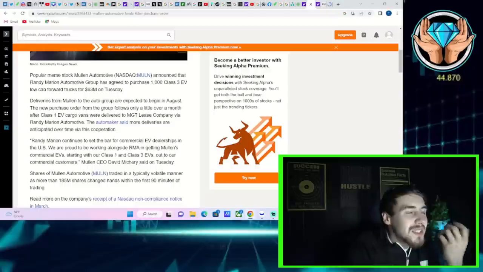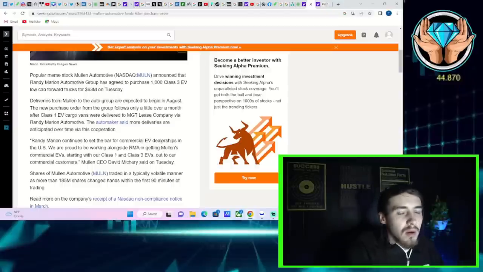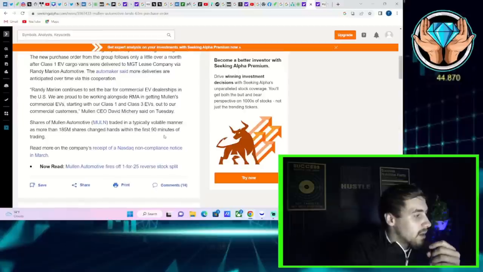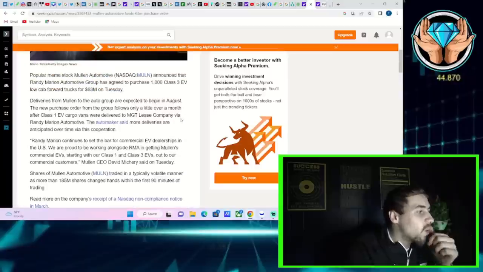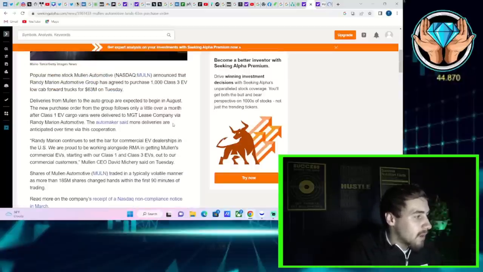The automaker said more deliveries are anticipated over time via this cooperation. So even saying that there could be more vehicles that they want in the future. This is good. This is showing solid demand. After all, the first thing you need in a business is demand. People need to want your products, right?